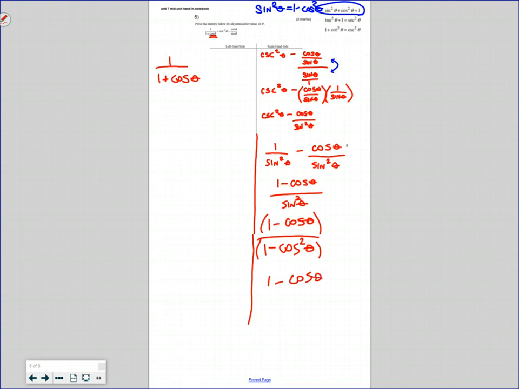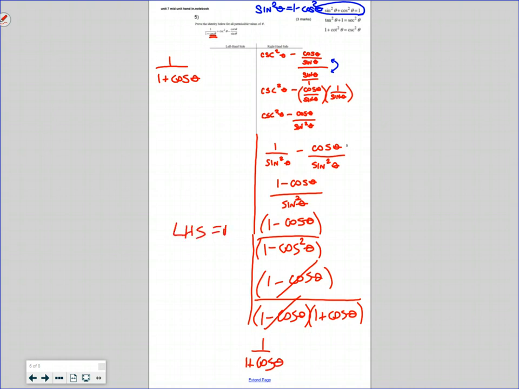So I rewrite my numerator. In the denominator, this is the difference of squares. 1 minus cos theta times 1 plus cos theta. Difference of squares, and because of that, I can now cancel this common factor because I'm multiplying and dividing. That leaves me with exactly what I'm looking for, 1 over 1 plus cos theta. Left-hand side is now equal to the right-hand side.